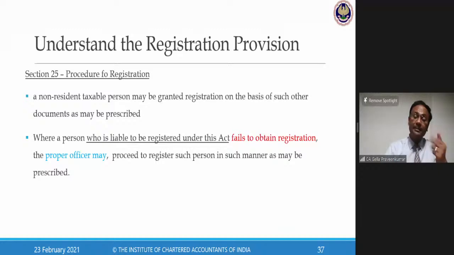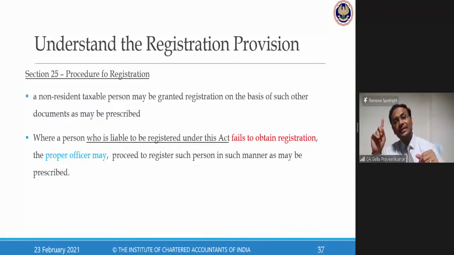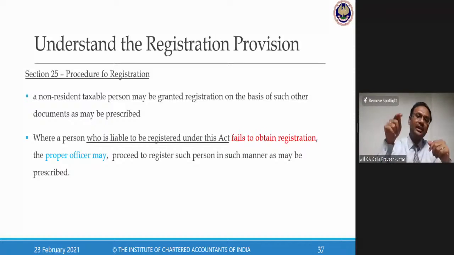Now, NRTP. A non-resident taxable person doesn't have an Aadhaar. That person will give his passport with a stamp if he is an individual. And if he's not an individual, if it is a business entity, then the tax registration certificate of that nation is the document relevant for my registration purpose.